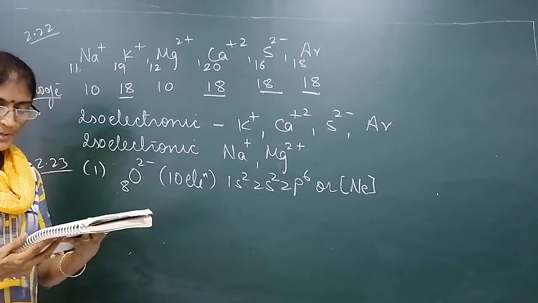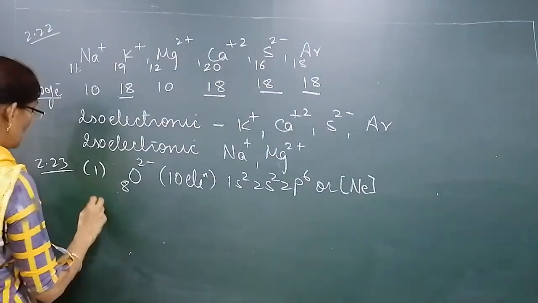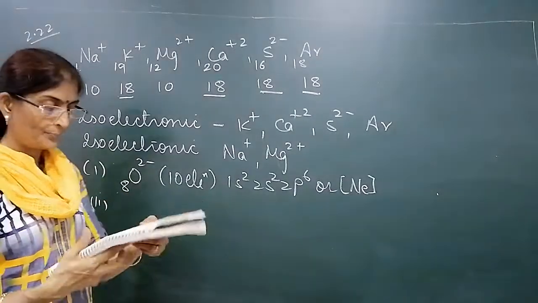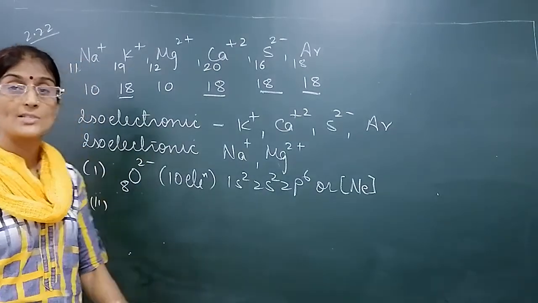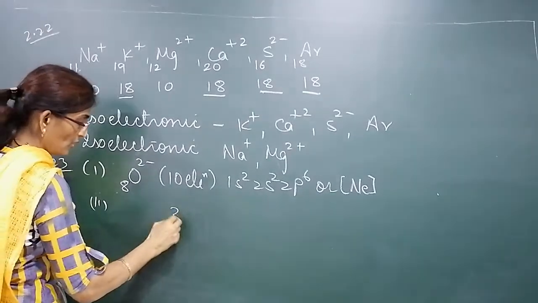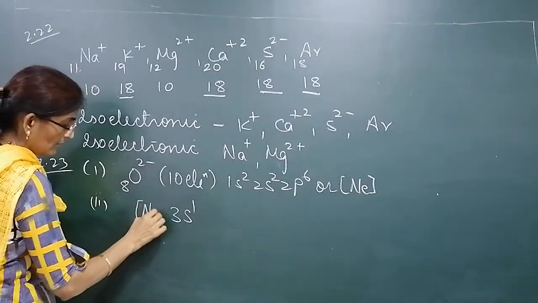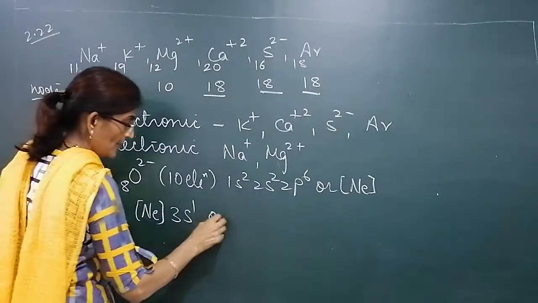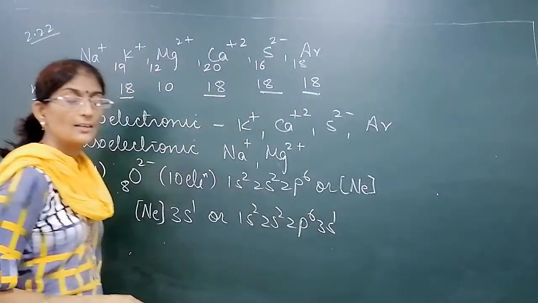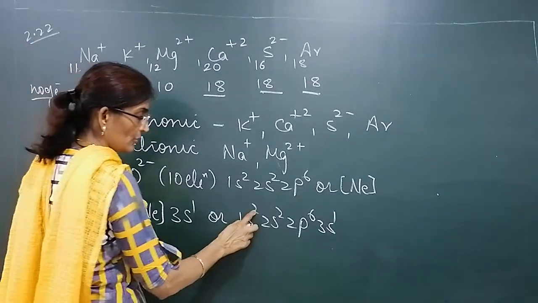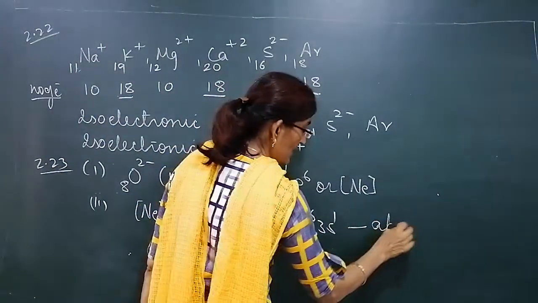Second one of 2.23. What is the atomic number of the element whose outermost electrons are represented by 3s1? So we know that if the outermost configuration is 3s1, then inside it would be neon, because 3s1 comes after 1s2, 2s2, 2p6 and then 3s1. So what is the atomic number? Total number of electrons: 2 plus 2, 4, plus 6, 10, plus 1, 11. So atomic number of this particular element is 11.